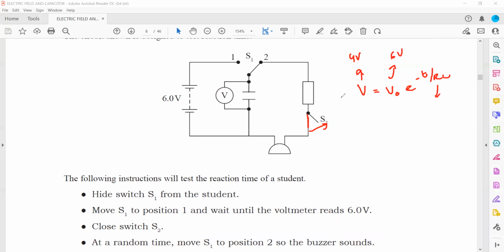And R is the total resistance of the circuit, including the buzzer and the fixed resistor. And C is the capacitance. Using this, we'll find how much time it takes for the voltage to change from 6 to, for example, 4 volts or 3 volts. Using this, we can determine the time taken by the student to react, which is also known as the reaction time.